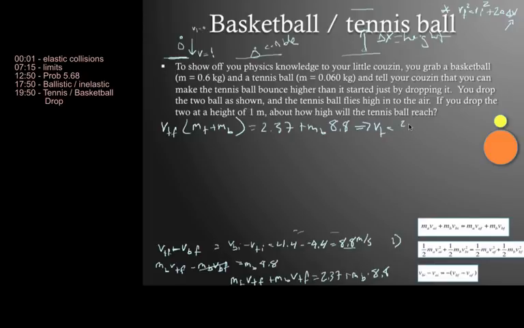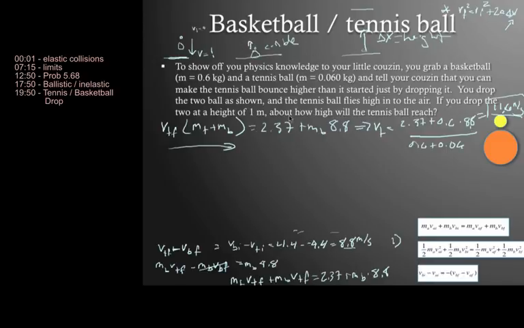So 2.37 plus 0.6 times 8.8, all over 0.6 plus 0.06. So when I do this, my VT final is going to be 11.6 meters per second. So that's all just getting me to this point. So now the tennis ball is moving up at this 12 meters per second.